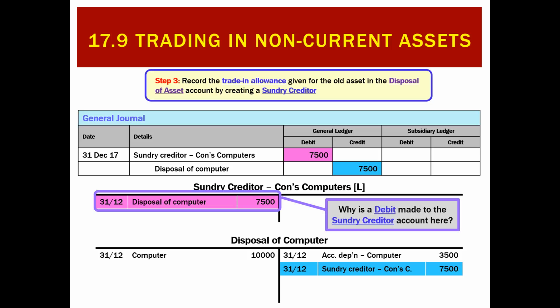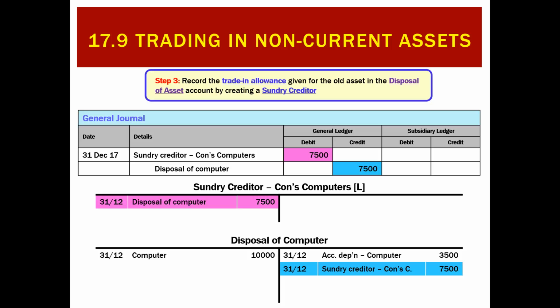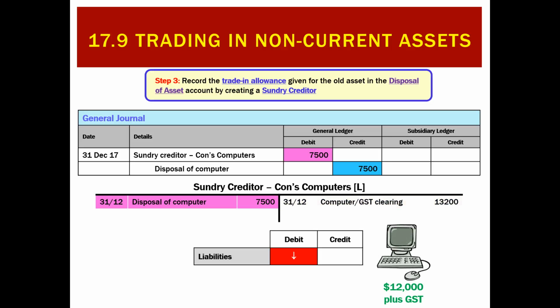What we're doing here is decreasing the amount we'll owe him. What will happen eventually is we'll do a credit there because we're going to owe him $13,200 for the new laptop plus GST. So what we better do is offset that with a debit like so. So we actually factor in the amount that we've been given as a trade-in allowance. If we do this entry here, we can see that we're not going to owe him $13,200. We're going to owe him $13,200 less this trade-in allowance here.